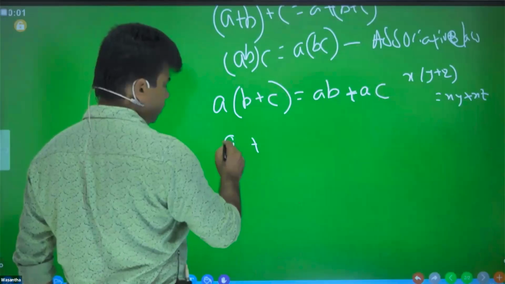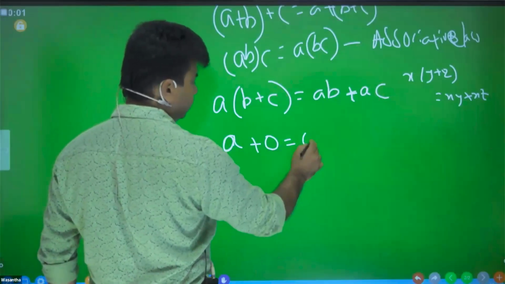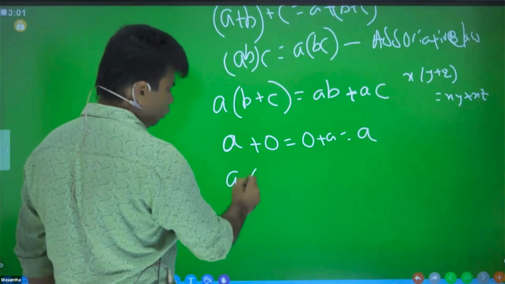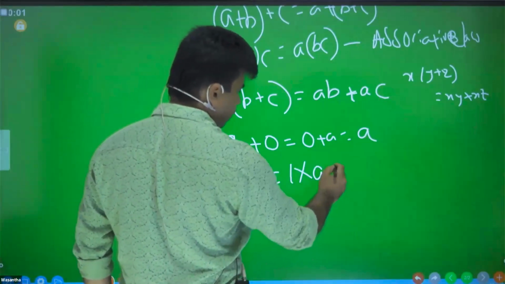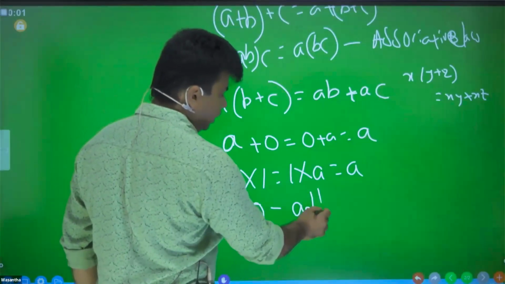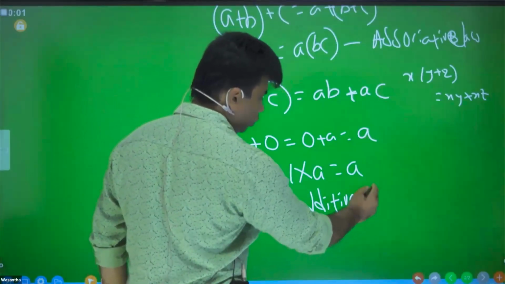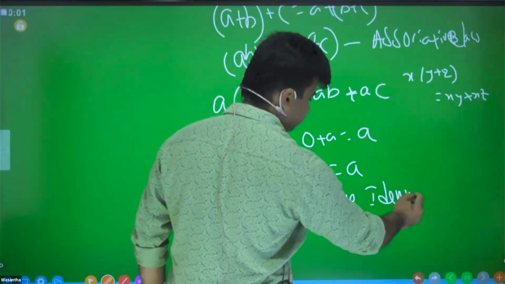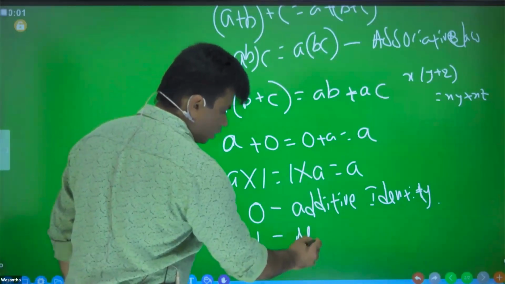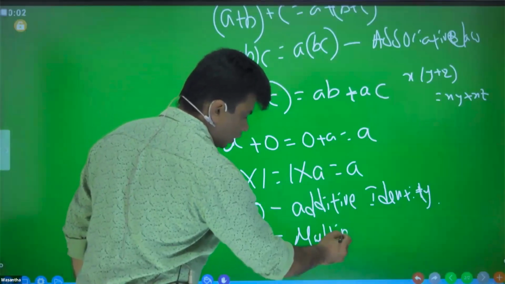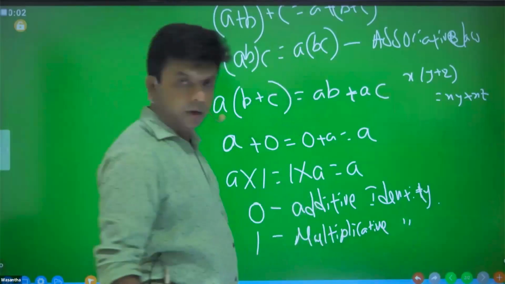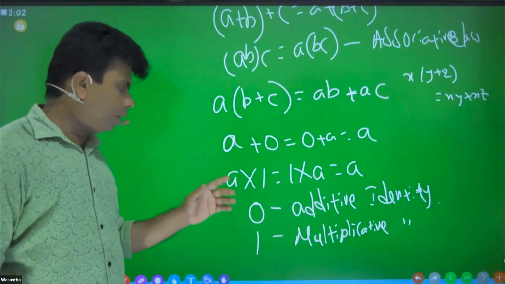And I told that 0 plus a, otherwise a plus 0, means a. Clear? Then a into 1 means 1 into a is equal to a. What is this 0 called? Additive identity. Clear? And 1 is called multiplicative identity. Got it? Additive identity, multiplicative identity.